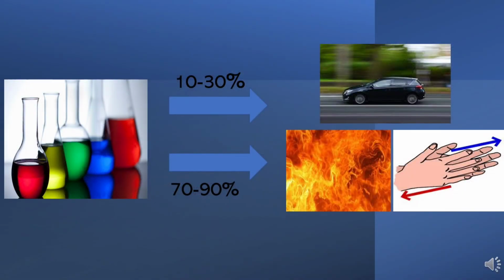As we all know, modern cars are more efficient than older cars. Burning fuel like gasoline is not efficient. Of all the potential chemical energy, only 10 to 30% is converted into power that moves the car. Another 17 to 90% of it is converted to heat energy and friction.